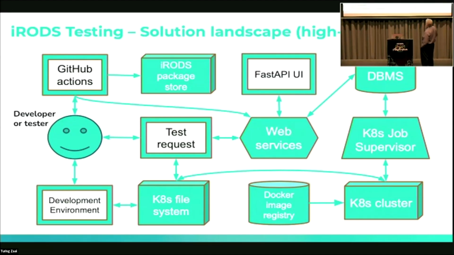Here's the Docker image registry. This is going to house all of the images for the operating systems and database management systems. So a user can pick and choose which combination they want, right?